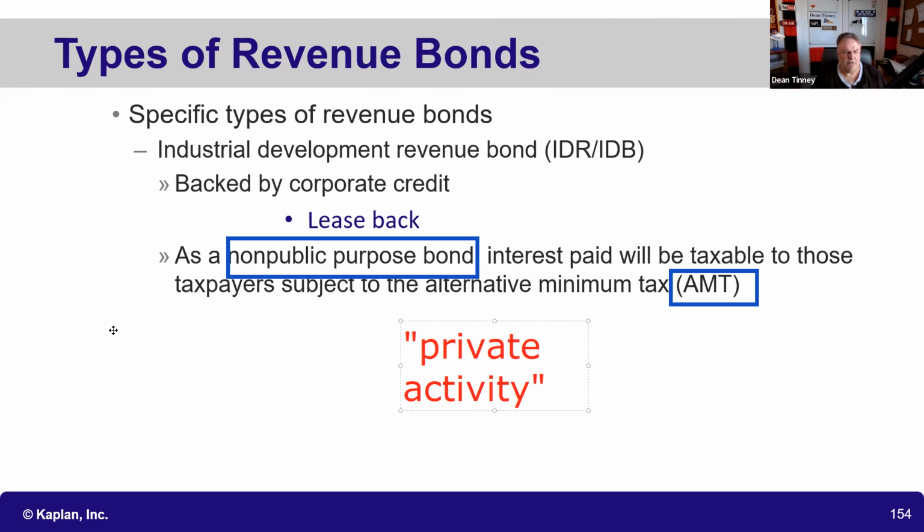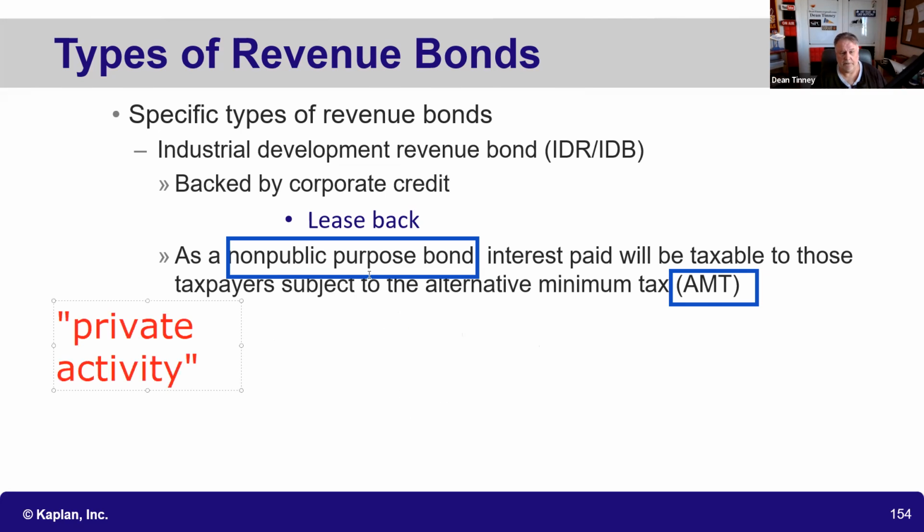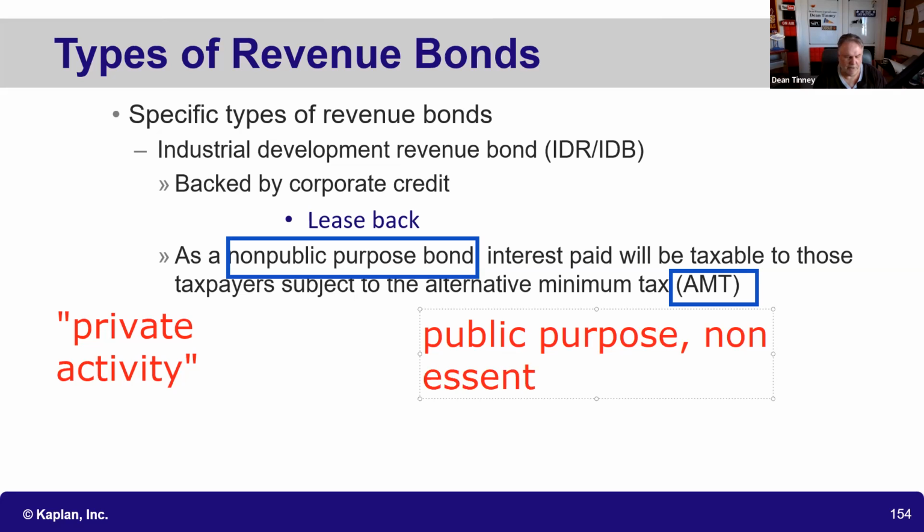Now, there's another bond that's very similar. The other bond is a bond that does serve a public purpose. As you can see here in the slide, it says non-public purpose. This bond does serve a public purpose, but it's not essential. Now, don't throw rocks at me. I'm not the one who says that. That's what the IRS says. It would be nicer if the IRS would just call this what everybody else calls it, a stadium.